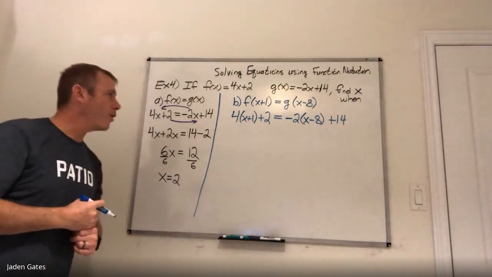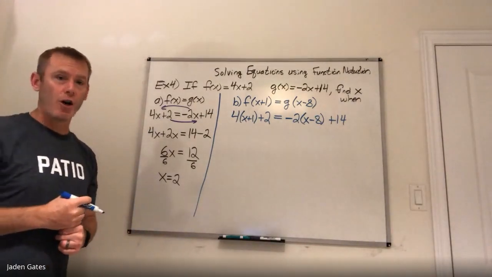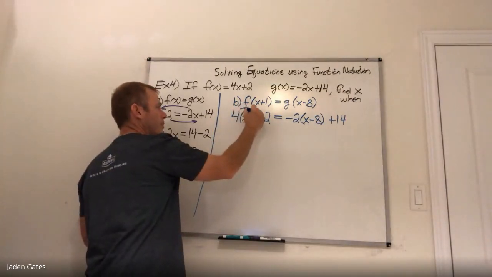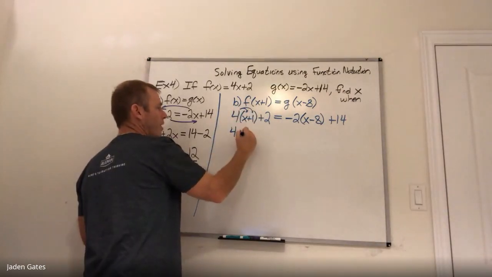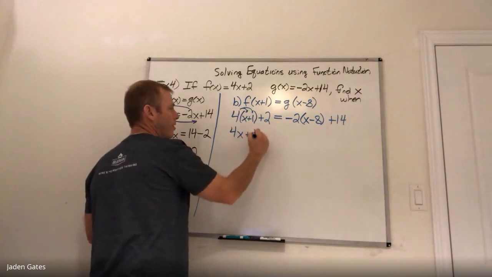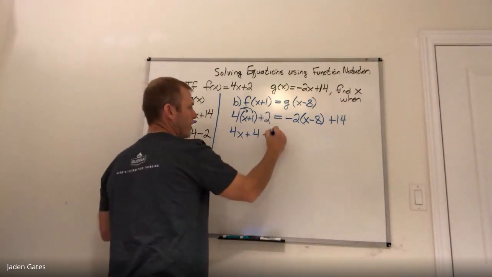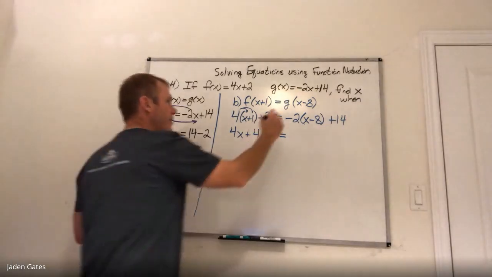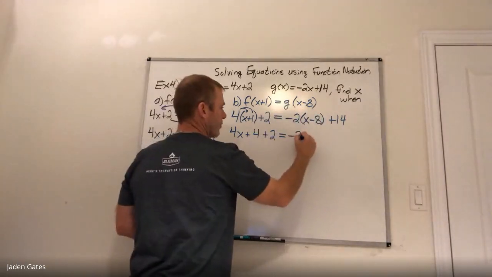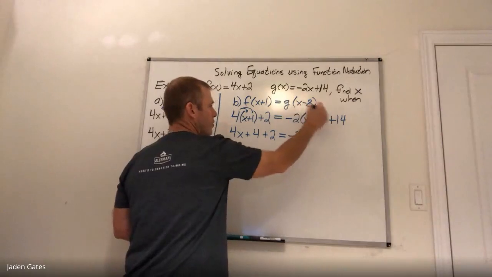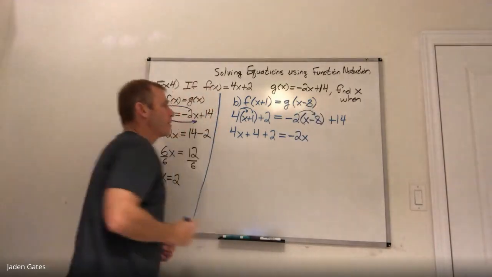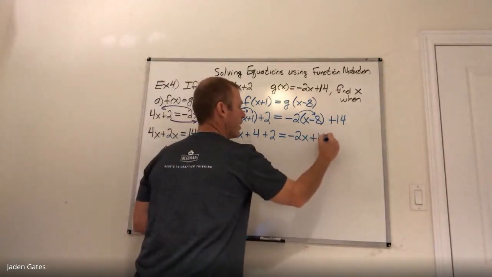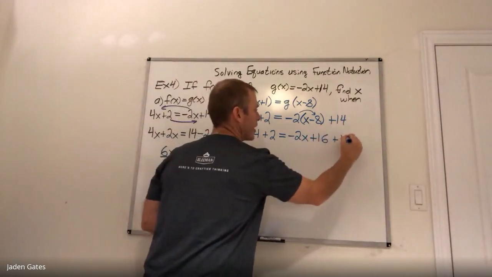All right, so now I have an equation to solve. But I'm going to do, again, the rainbow rule here first, where I have 4 times x and 4 times 1. So I'm going to have a 4x. 4 times 1 is 4. And I got this positive 2 there. So I'm just expanding. And then I have negative 2 times x, so that's negative 2x. And then I have a negative 2 times a negative 8, which is a positive 16. And then I have my 14 hanging around there.